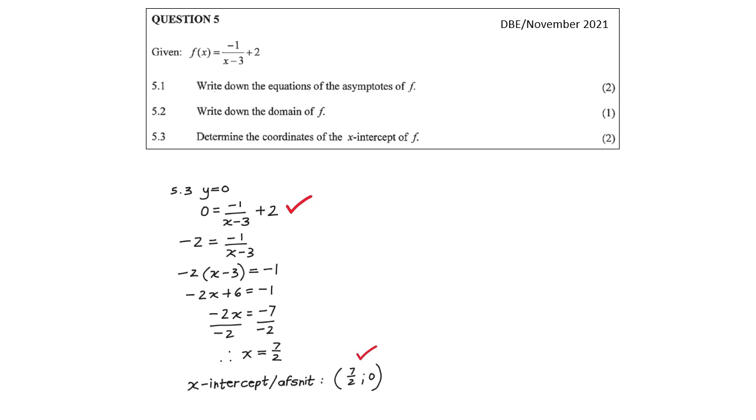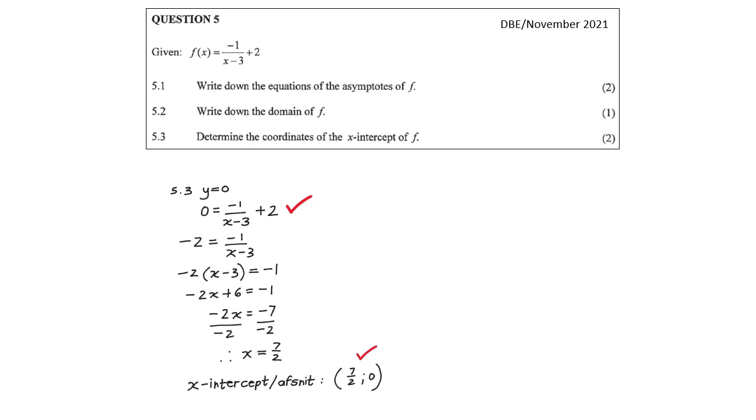Let's look at some common mistakes that students made. Now in question 5.1, instead of writing the correct answer of x equals 3 and y equals 2, some students gave the answer as p equals 3 and q equals 2, or they said x not equal to 3 and y not equal to 2. So make sure of that.